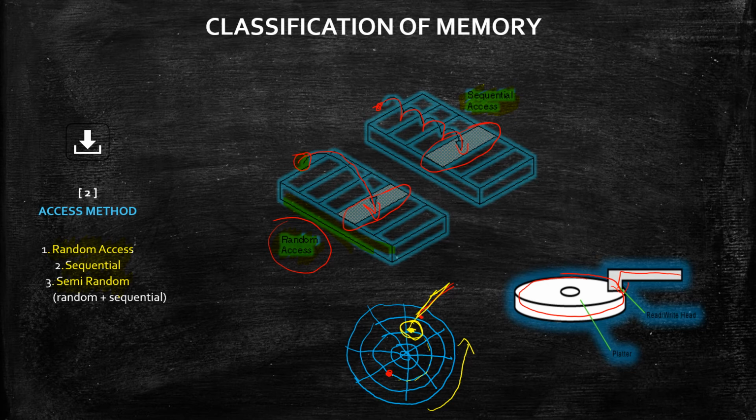Semi-random means random access is also there and sequential access is also there. You will study this semi-random in detail in the consecutive lectures. As I told you, we are going to learn about all these things in detail in our next lecture. So just take it lightly: access methods are there and three different methods are there. So this is about the access method.